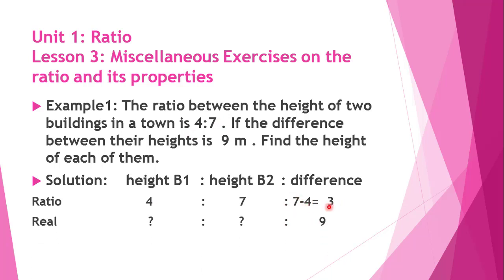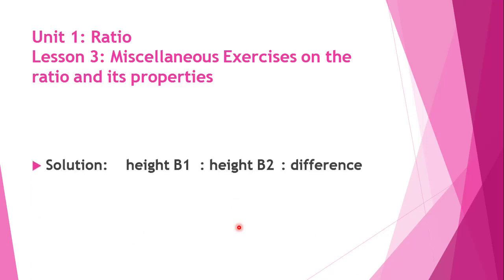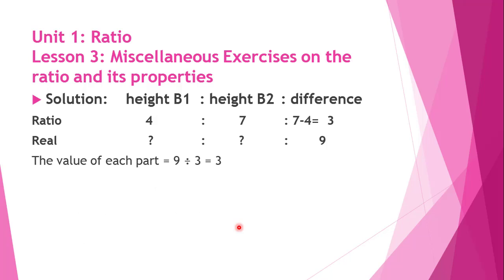What about the real information we have? The only real information we have is that the difference between the two heights is 9. So write 9 here. We don't know the height of building 1. We don't know the height of building 2. So we have the ratio and the real information. We have to calculate the value of each part.